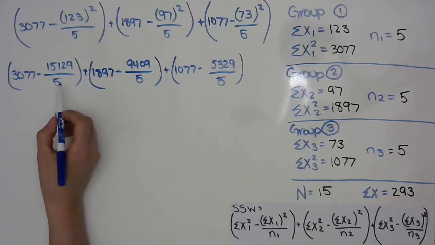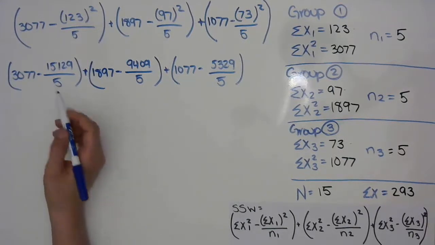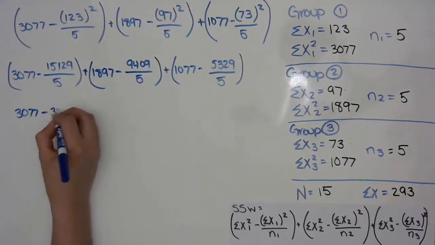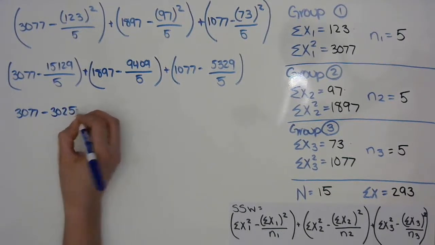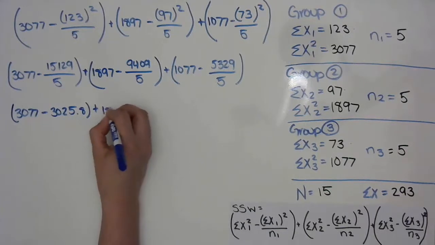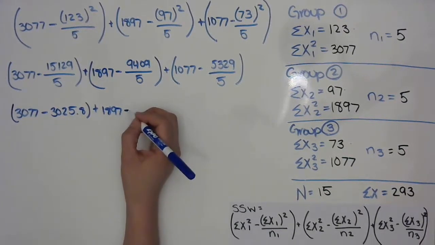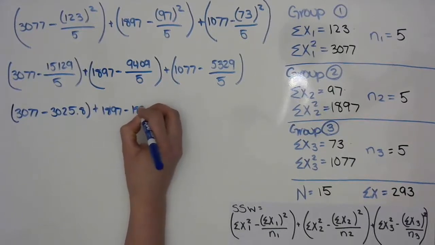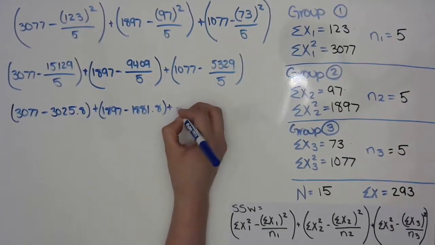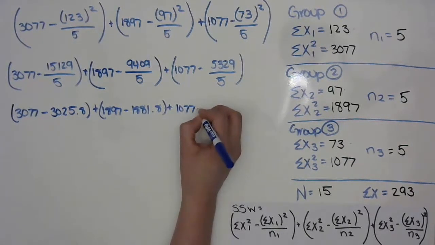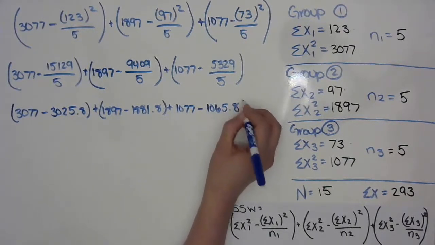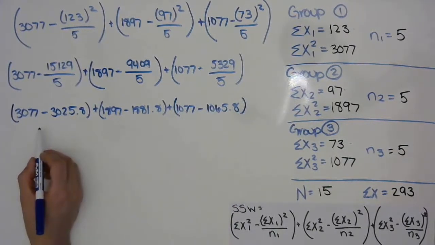Okay, so let's go ahead and divide those out. So we will have 3,077 minus 3025.8. And then plus 1897 minus 1881.8. And then we are going to have 1077 minus 1065.8. Okay, so let's go ahead and subtract those.